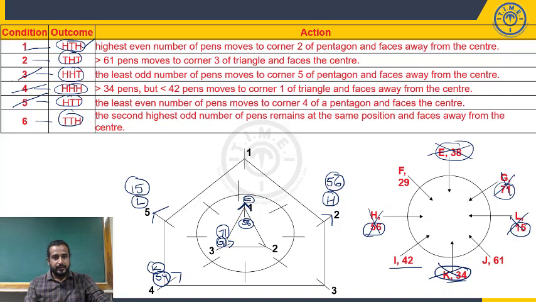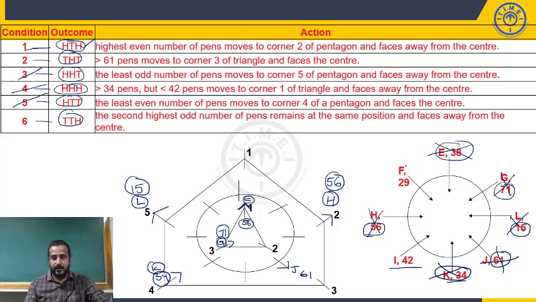What else? The second highest odd number of pens. The first highest odd number is 71. The second highest odd number is 61. They won't give contradictory information. Remember it. 61 remains in the same position. Let us assume that this is the position of 61, and faces away from the center. So J 61. So J is also changed.